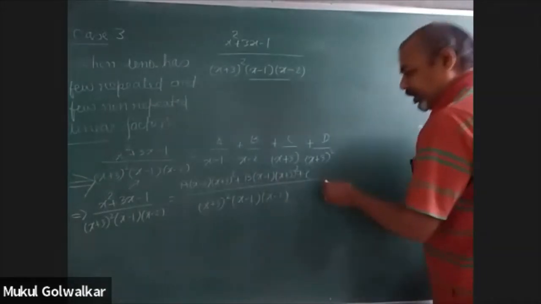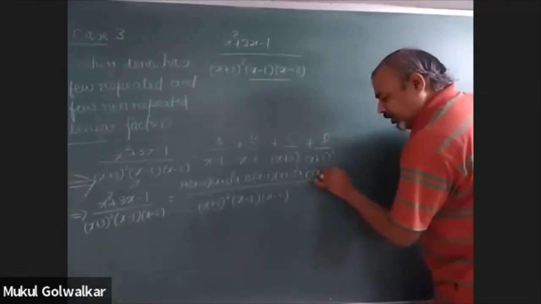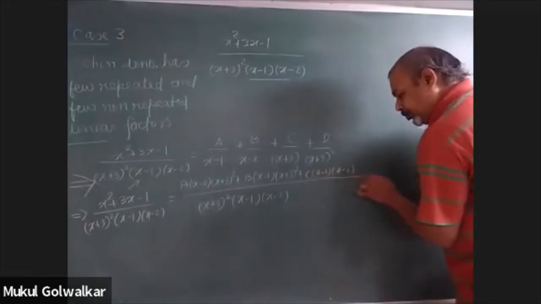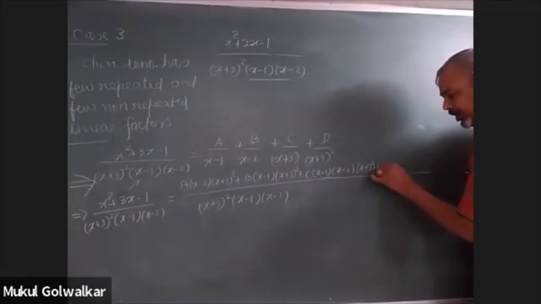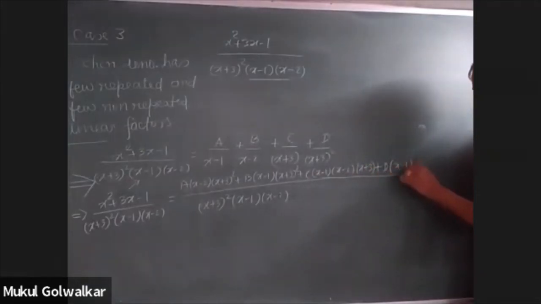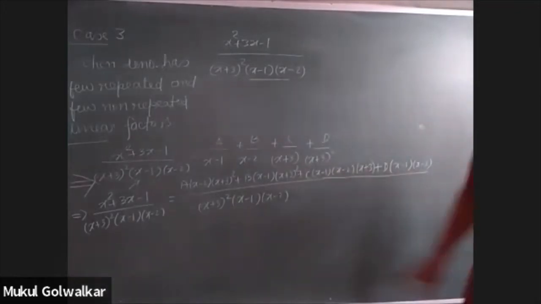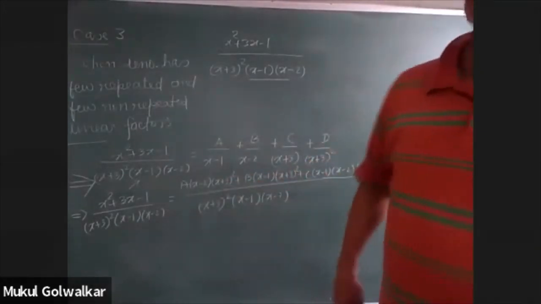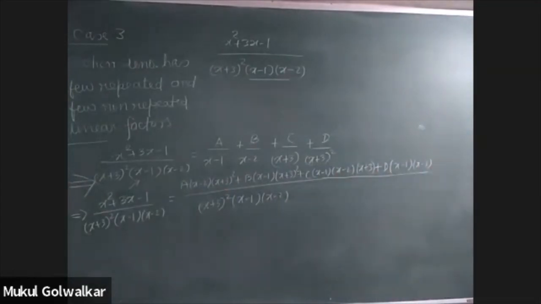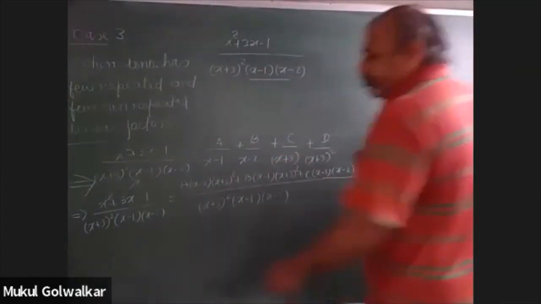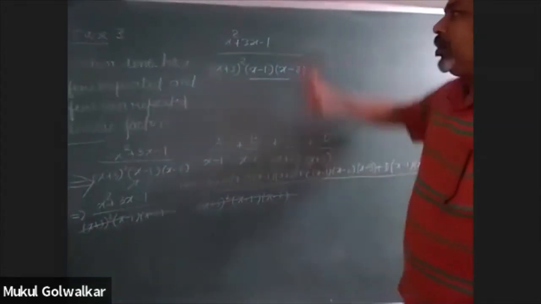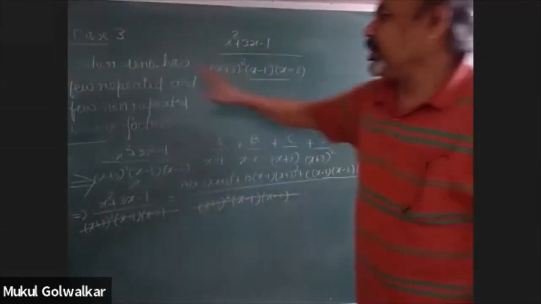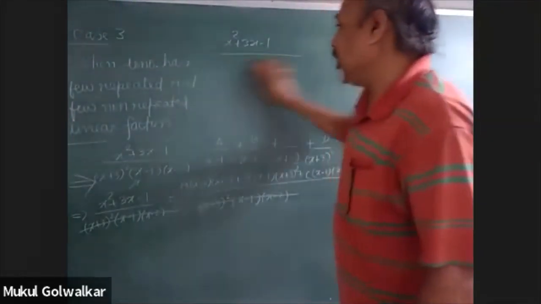plus c into the bracket (x minus 1) into (x minus 2) into (x plus 3), plus d into the bracket (x minus 1) into (x minus 2). Okay. Is the complete board visible? Yes, sir. Okay. So when I take LCM, I cancel out the denominators of both sides. Please allow me, you write this particular question elsewhere so that I clean the board and I will be able to write it in that area where you will be able to see it properly and clearly. Okay.